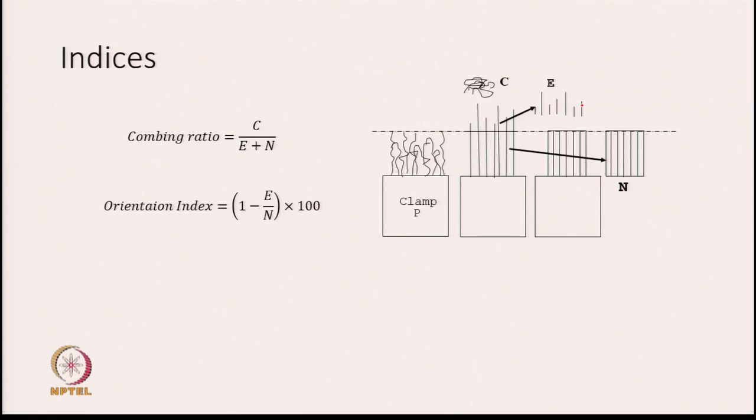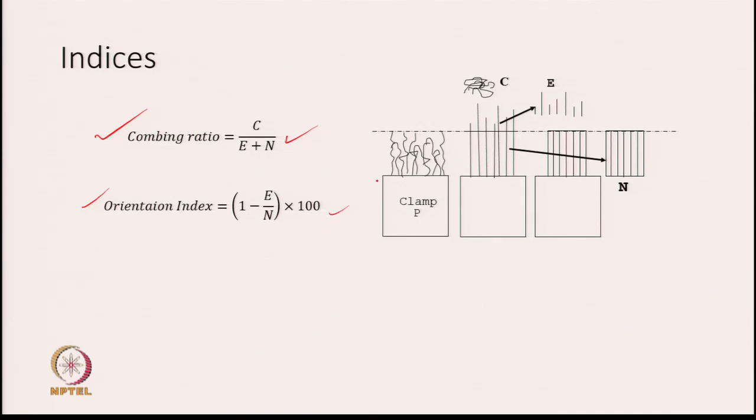These 3 quantities give us some idea about the degree of disorder of fibers in a sliver. The indices which have been proposed are 2. One is the combing ratio, which is C by E plus N, and the other one is the orientation index, 1 minus E by N, into 100.